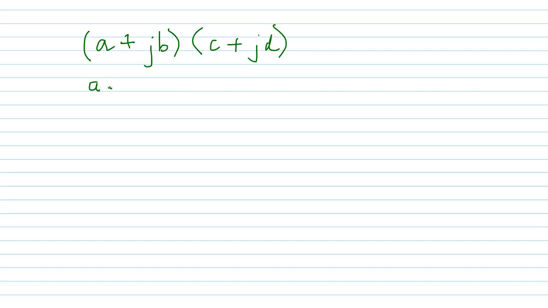Remember, A, B, C, and D in this context are all elements of the set of real numbers. They can be positive, negative, or zero, but A, B, C, and D are the real number coefficients in the case of JB and JD. So let's just go ahead and multiply this out the way that we would do with any binomial.